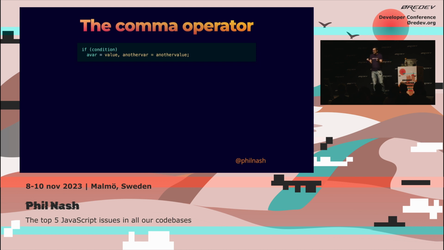The discussion was about whether people should recommend using the comma operator so that you could do multiple things on a single line, and then you could avoid having parenthesis around the condition, around the code that runs after the condition. And that's a bad idea.